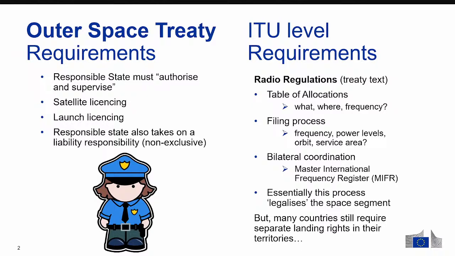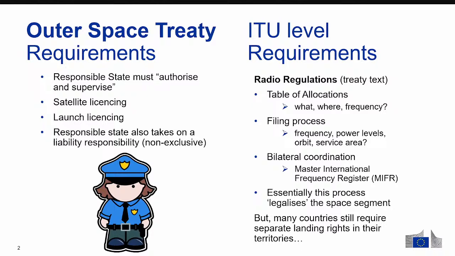And then once a satellite company has looked at the table of allocations to see where they could potentially operate in terms of frequency, they will need to submit their parameters to the ITU through a filing process. That filing will list the frequency, the power levels, the orbits, the service area. So this gives a better understanding of where the satellite system will be operating. And it's all about trying to minimize interference.